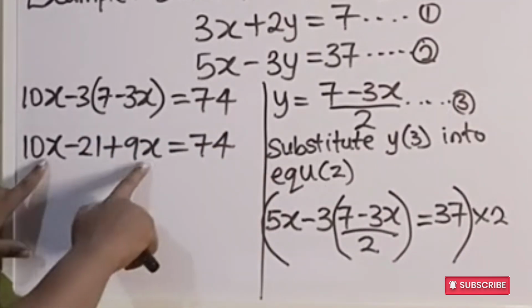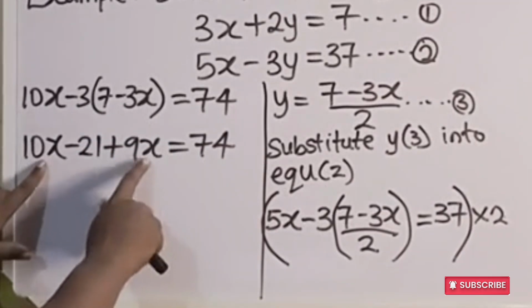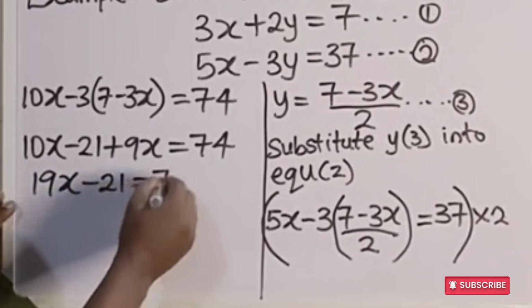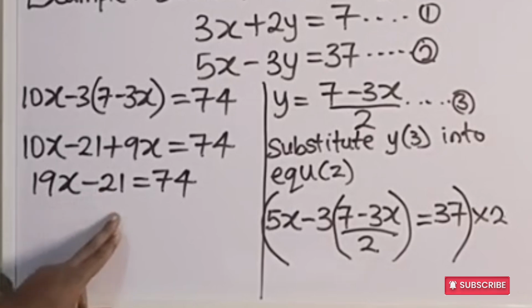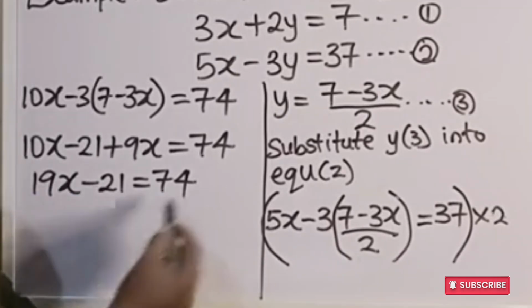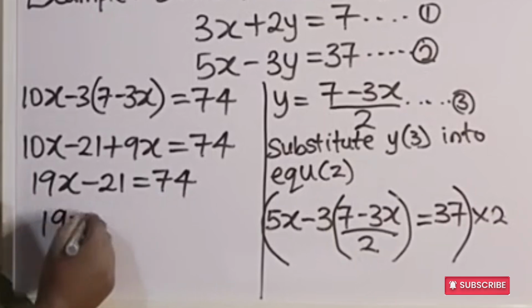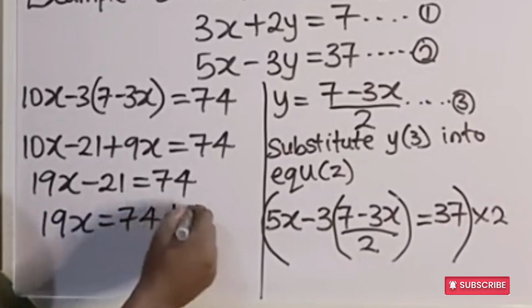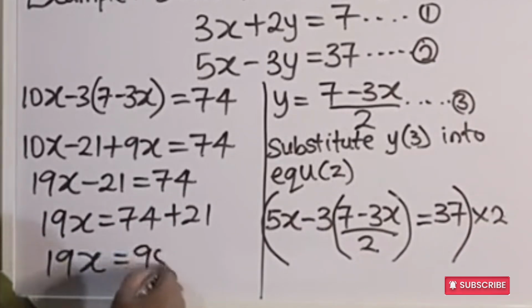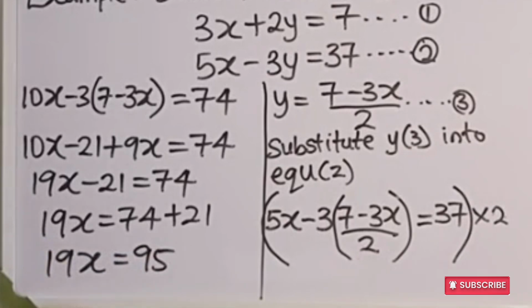Now we pick these two like terms together. 10x plus 9x gives us 19x minus 21 is equal to 74. Moving minus 21 to the right, it becomes plus 21. So we have 19x is equal to 74 plus 21, which is 95. Next, we divide both sides by 19. When you divide both sides by 19, what are you going to get?